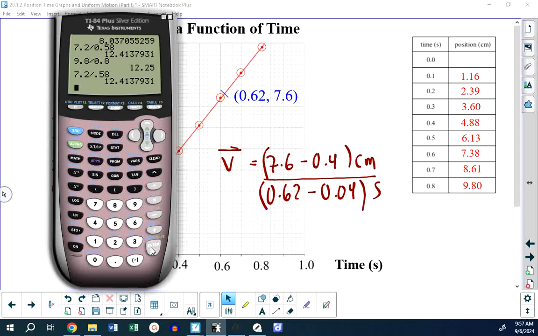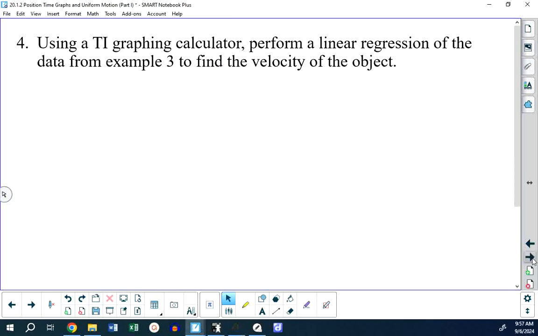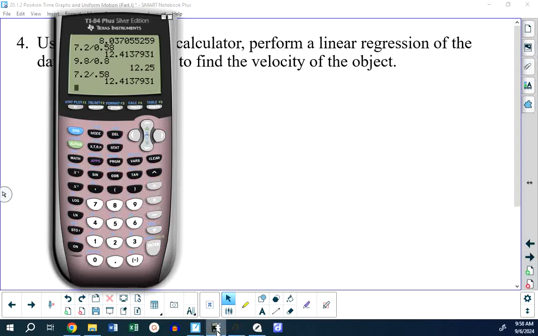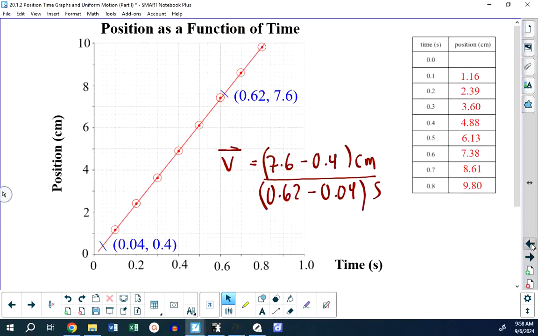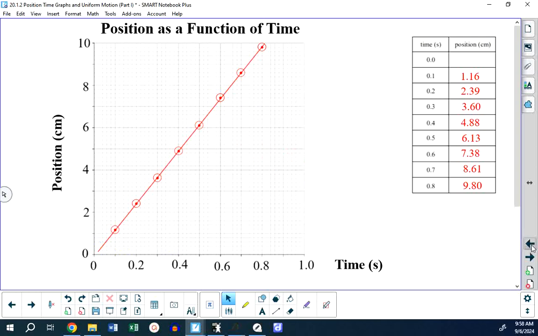I want to, though, right now, have us take a look at number 4. So what we want to do is use our graphing calculator to perform what's called a linear regression of the data to find the velocity of the object. So there's a lot going on here. I'm interested in this data. I'll just do this.